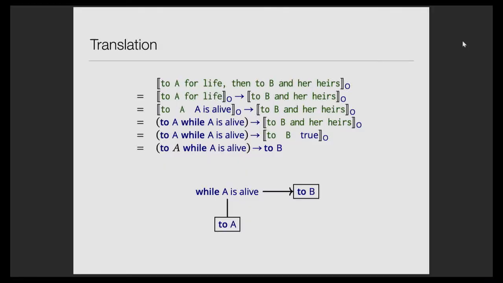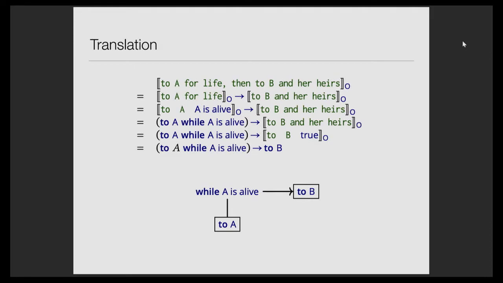Here's a simple example of what the translation looks like as you go. You start with the pair of two interests: to A for life, then to B and her heirs. And the "and her heirs" language is the standard legal language for creating a perpetual interest. So first, we split that into the two grants, and the "then" turns into a right arrow in our tree. We then transform the condition "for life" in the concrete syntax into the while node, "while A is alive," where "A is alive" is the condition in the abstract data type.